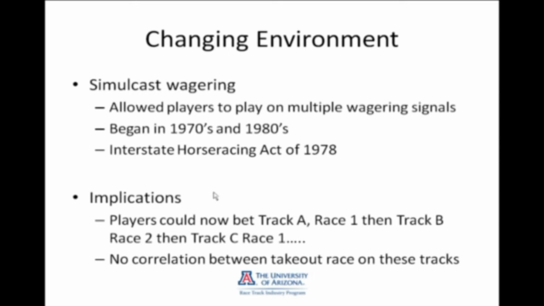And the Interstate Horse Racing Act really clarified a lot of that. It set some standards for this. This is a federal law. This was passed in 1978 before simulcast wagering really took off.